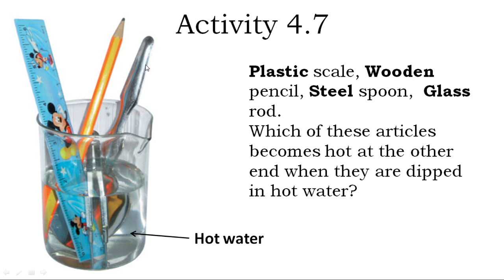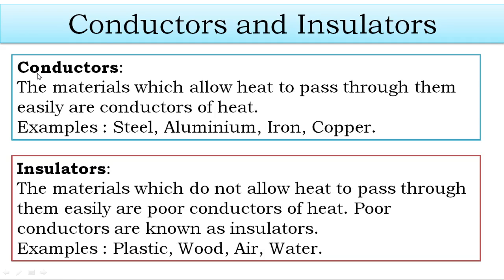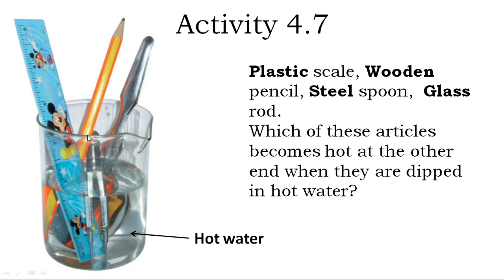So khuni ni le ming khar re, some objects they are conductors, some objects they are insulators. So conductors, the materials which allow heat to pass through them easily, they are called as conductors of heat. Example aluminum, copper, they are good conductors of heat. It is a good conductor of heat.